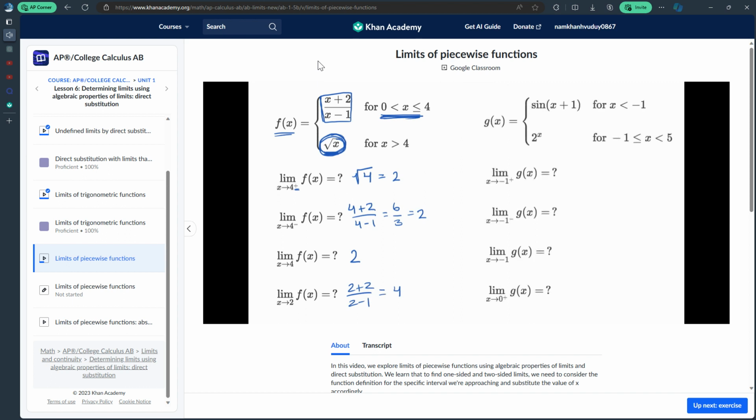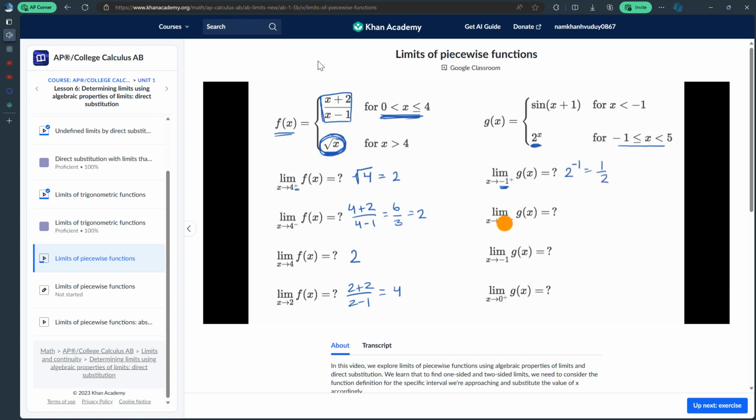Let's do another example. So we have another piecewise function. And so let's pause our video and figure out these things. All right, now let's do this together. So what's the limit as x approaches negative 1 from the right? So if we're approaching from the right, when we are greater than or equal to negative 1, we are in this part of our piecewise function. And so this is going to be 2 to the negative 1 power, which is equal to 1/2.